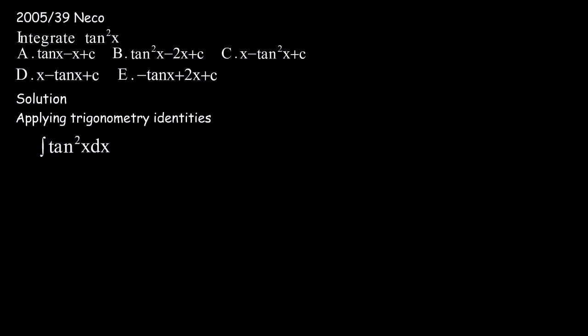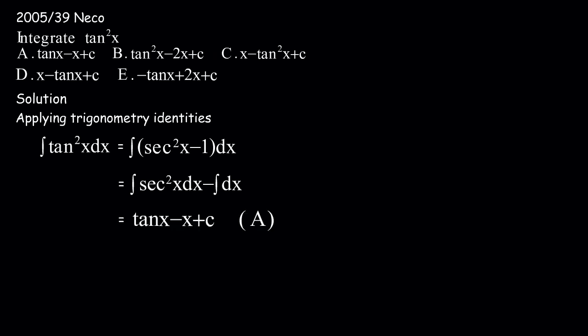Therefore, the integral of tan square s ds will be equal to the integral of sec square s minus 1 in bracket ds. Now, expanding our bracket and splitting, it will be equal to the integral of sec square s ds minus the integral of 1 ds, or the integral of ds. From our table of integral trigonometric functions, we know that the integral of sec square s is tan s, and when we integrate ds, it gives us s. So our final answer will be equal to tan s minus s plus c, and the correct option is A.